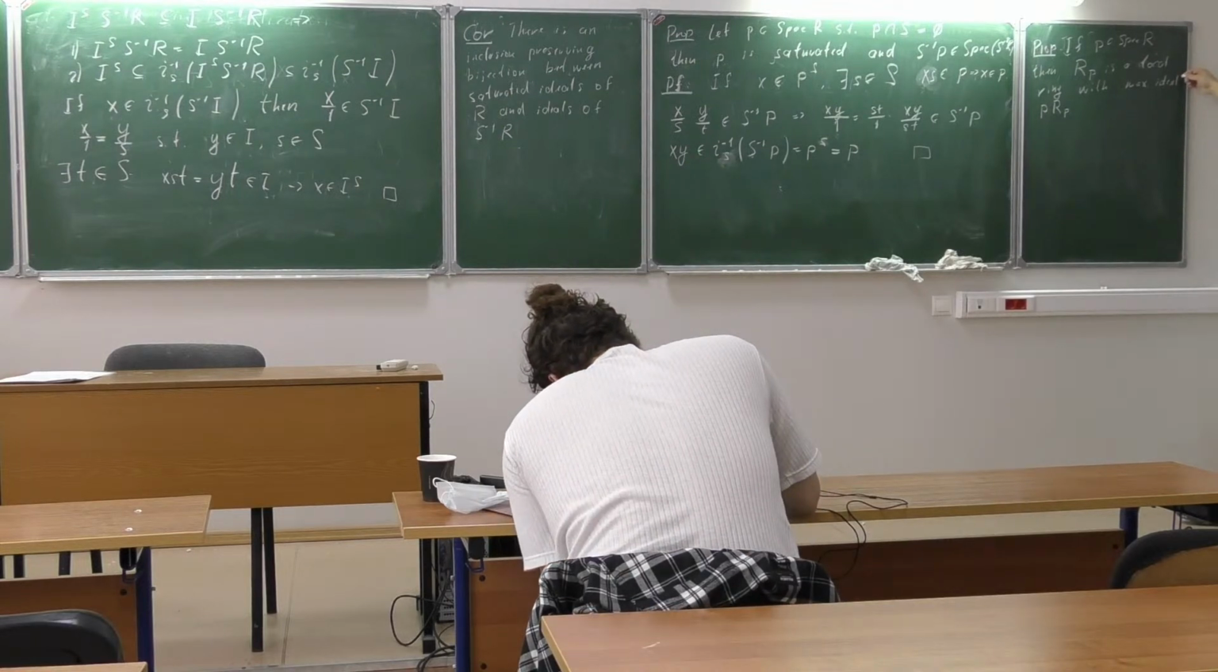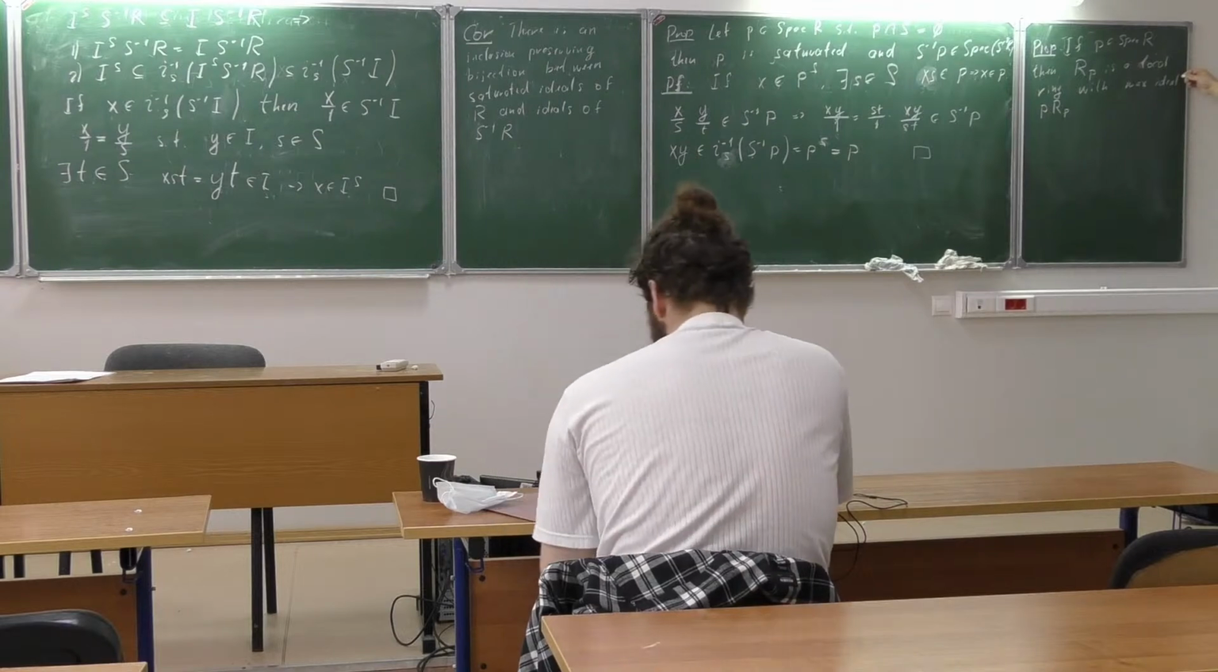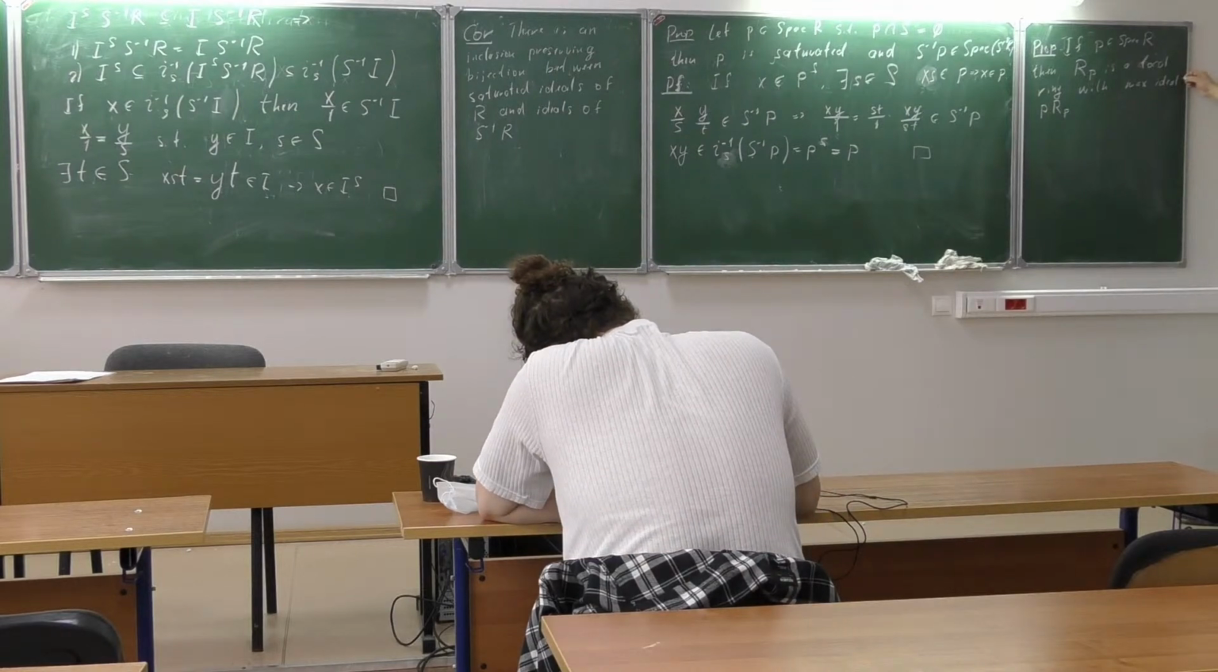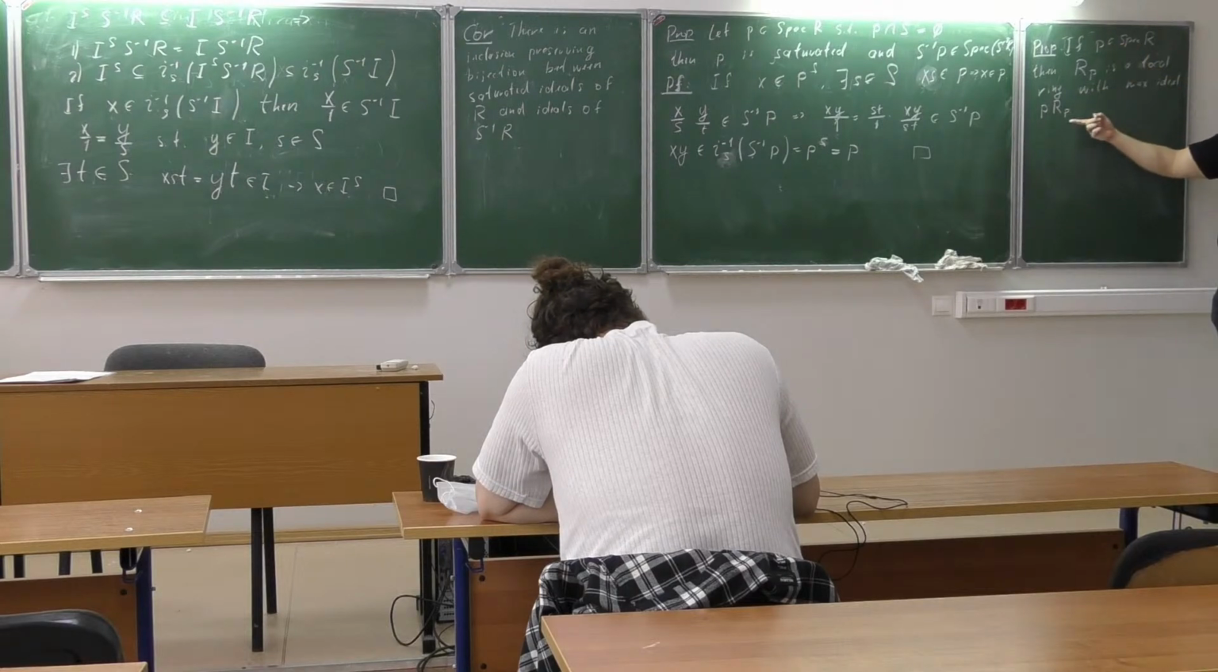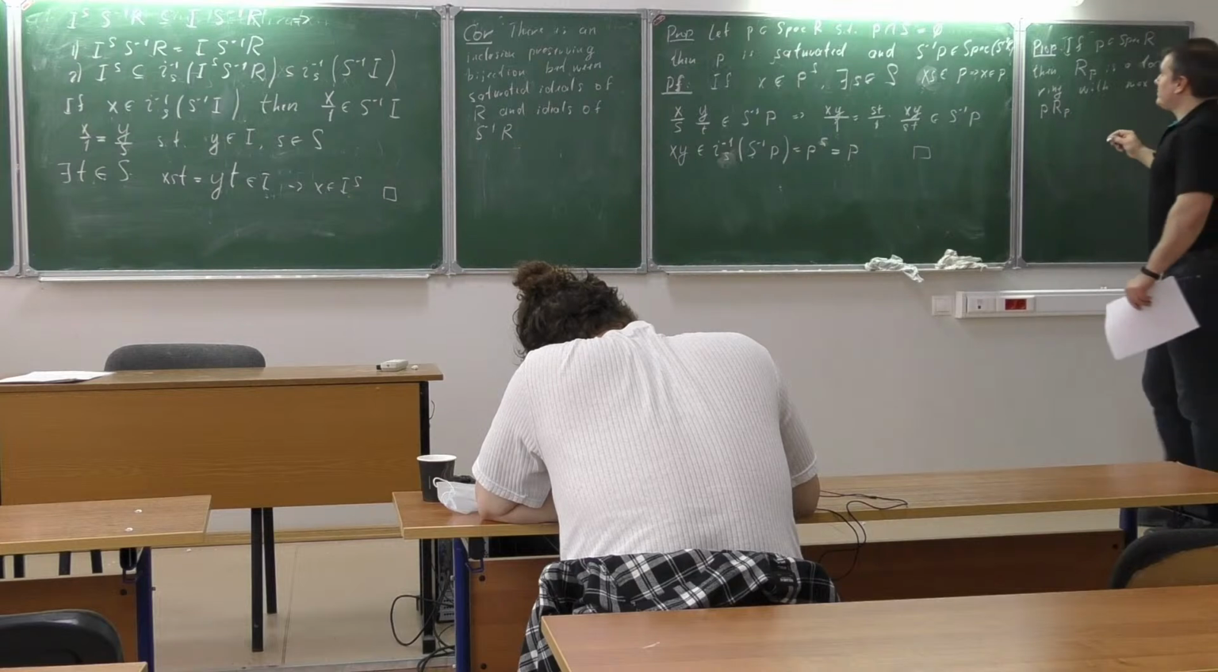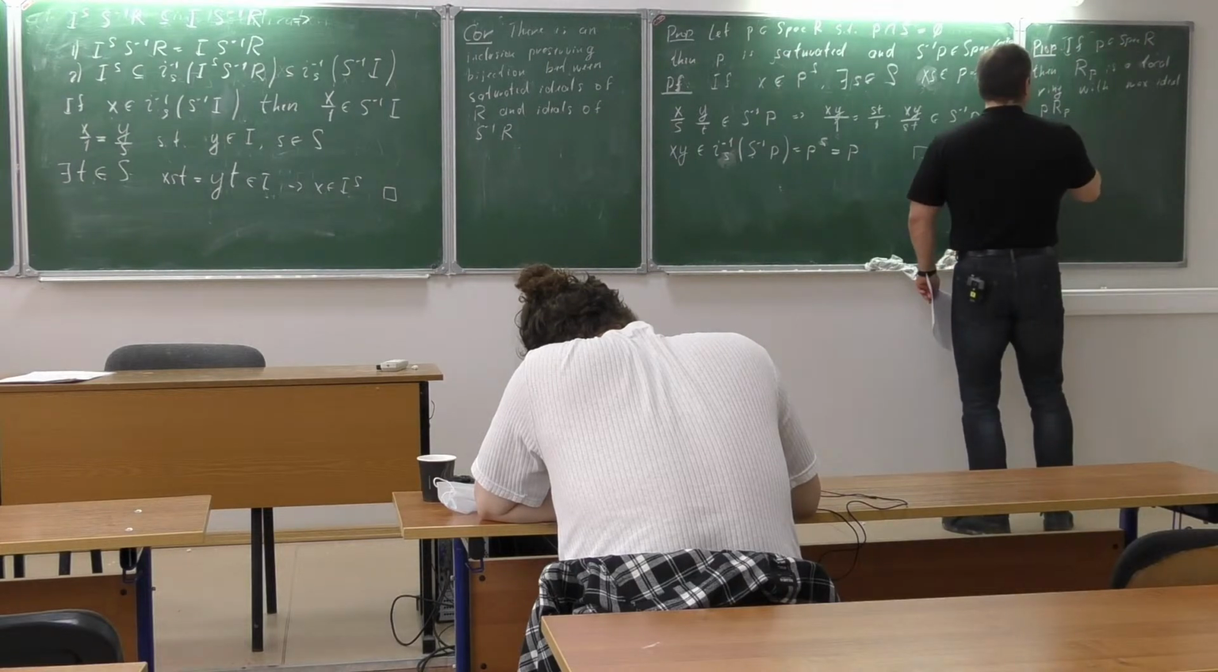So that's why local rings are actually important, because many properties of commutative rings you can study by localizations, and when you localize at the prime ideal, you get a local ring necessarily. So that's one of the reasons why local rings are so important in commutative algebra.